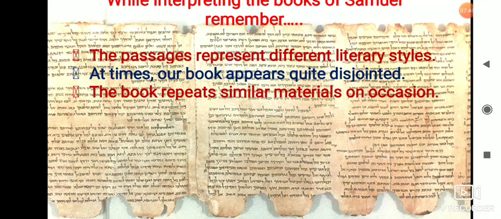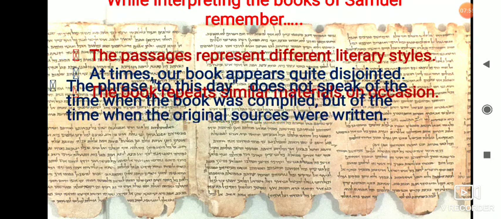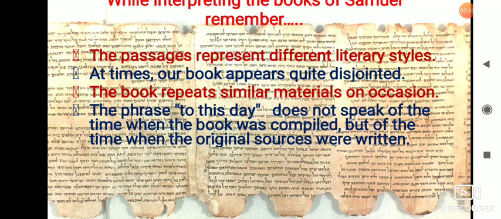The use of sources also helps us understand why the book repeats similar materials on occasion. Beyond this, our author's reliance on written sources clarifies certain temporal references that appear in the books of Samuel. On at least 7 occasions, the books of Samuel mention that certain circumstances continue to be true to this day. This does not speak of the time of the book's final compilation, but of the time when the original sources were written.